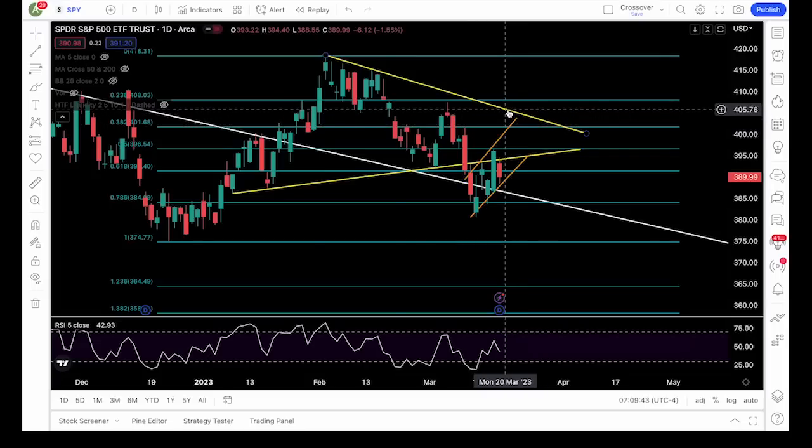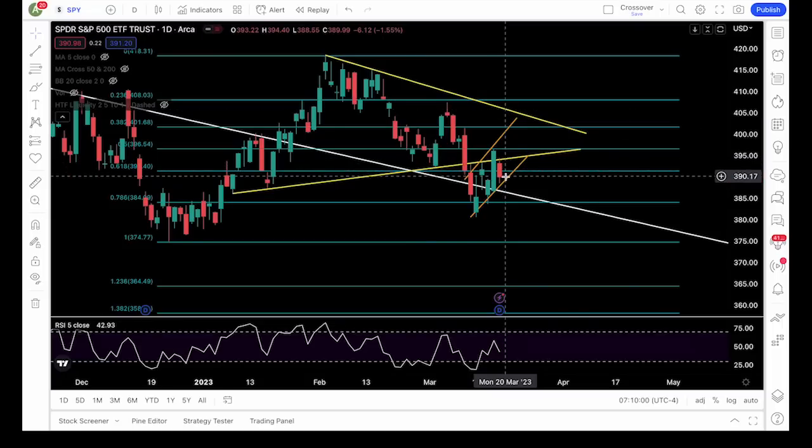And this yellow trend line that I got here, the test of it is now at 405.76 come Monday. Okay? So that's the bull case scenario that we definitely want to watch out for this week.